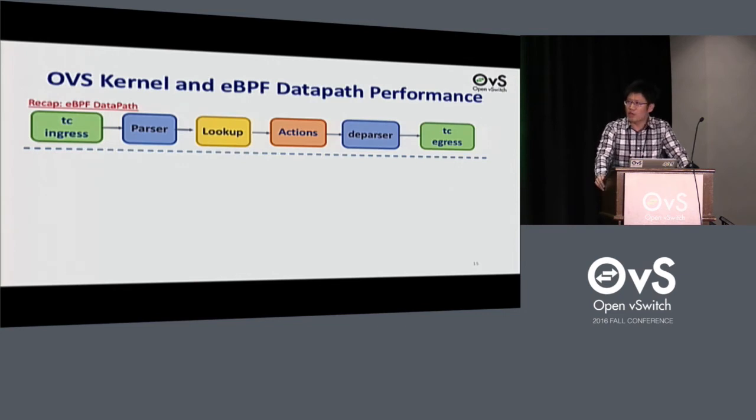This is just a recap of how a packet flows through our implementation. First the packet comes into the TC, and then we do the parser, lookup, and different types of actions. The parser, depending on whether we change the packet or not, then outputs to the TC egress. For the OVS data path, it's similar, but we don't have the deparser component, the deparser stage.